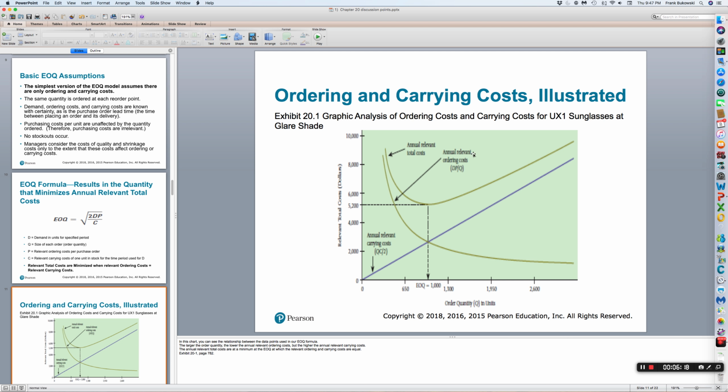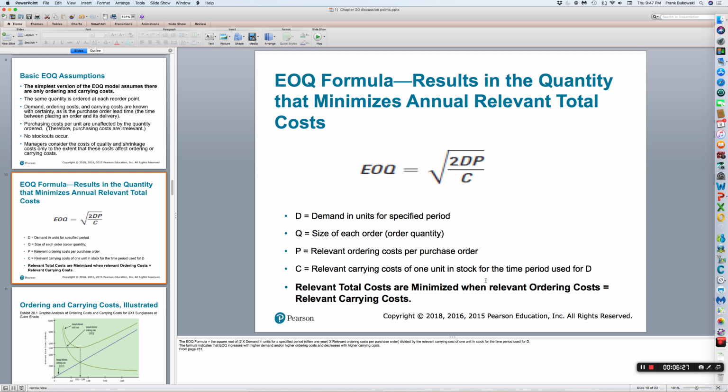The total cost will be made up of the annual relevant ordering costs plus the annual relevant carrying costs. Again, what we're trying to do is find where these two are equal to go ahead and minimize what our relevant total costs will be.